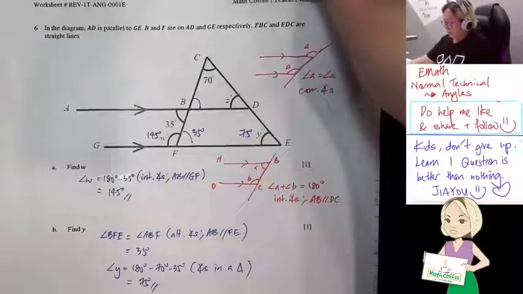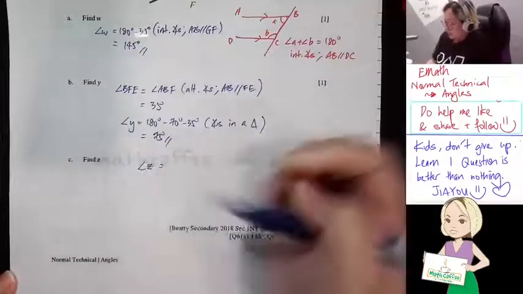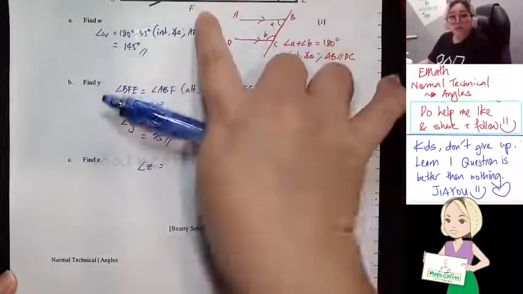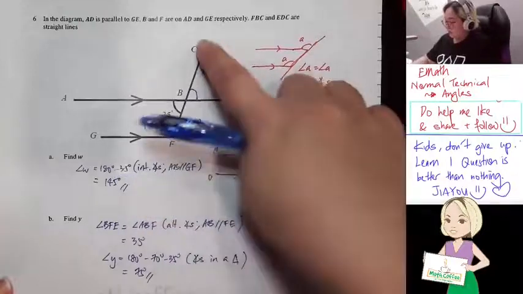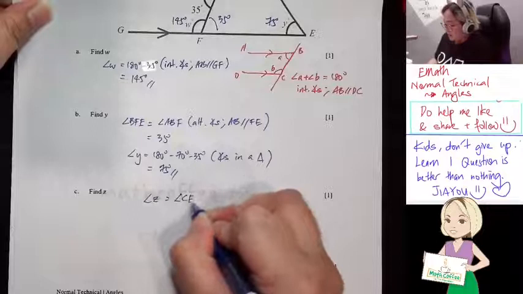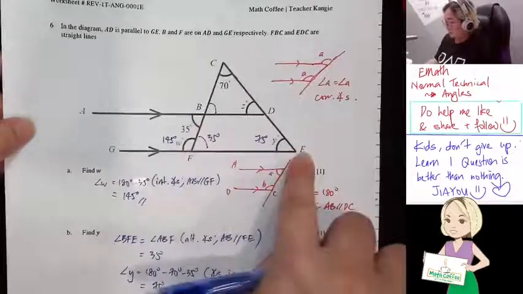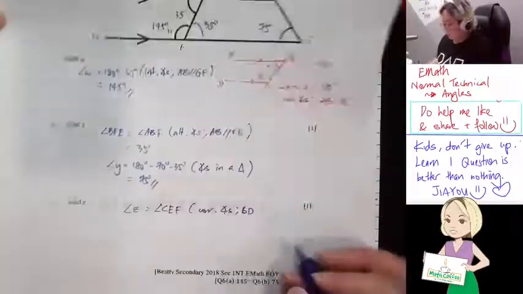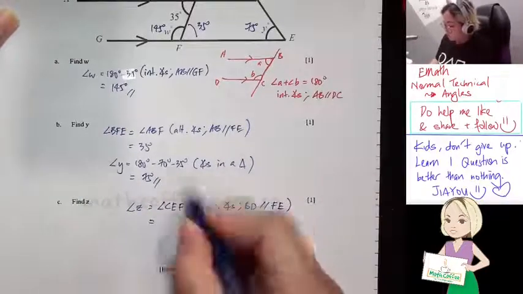So I'm going to just say angle Z is equal to CEF. Sorry, you cannot see. Angle Z is equal to angle CEF, and we're going to say this is corresponding angles. The parallel lines are BD and FE. So it is equal to 75 degrees. Done.